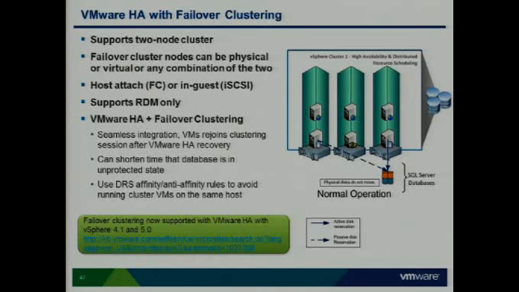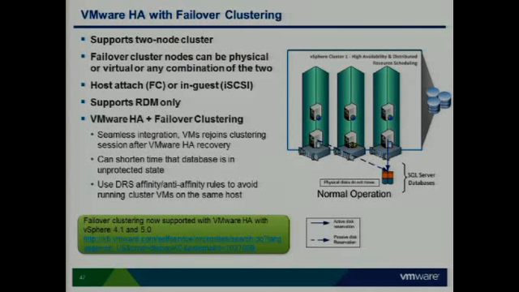So HA with failover clustering, which is supported. HA supported, vMotion DRS or not. But if you were to combine these two, you get some of the same advantages you saw in the mirroring scenario. You can support 2-node clusters. You can cluster physical to virtual or any combination of the two. You can use Fiber Channel or in-guest iSCSI only. NFS doesn't work. Host-based iSCSI doesn't work. FCoE doesn't work or isn't supported today. Supports only RDMs for the cluster databases and logs and the quorum disks.